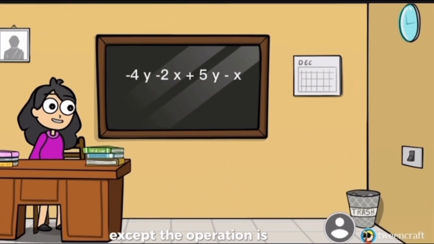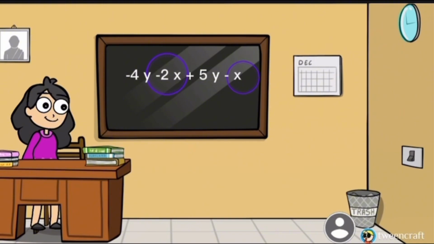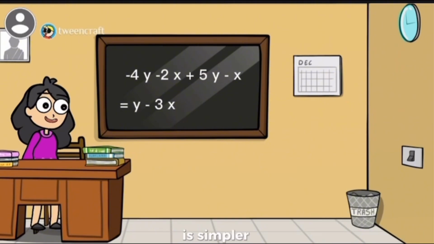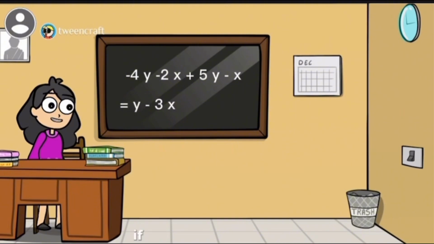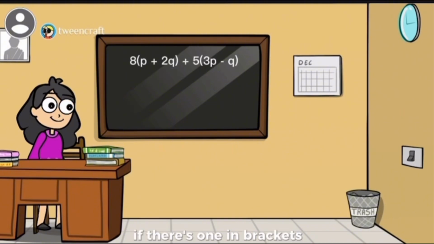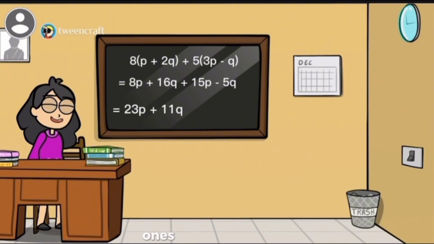Except if the operation is like this. There are 2 types of terms, but this one is similar and this one is not. The similar ones can be directly calculated, so the form of the operation is simpler. If there's one in brackets, we just calculate it first, so like this.